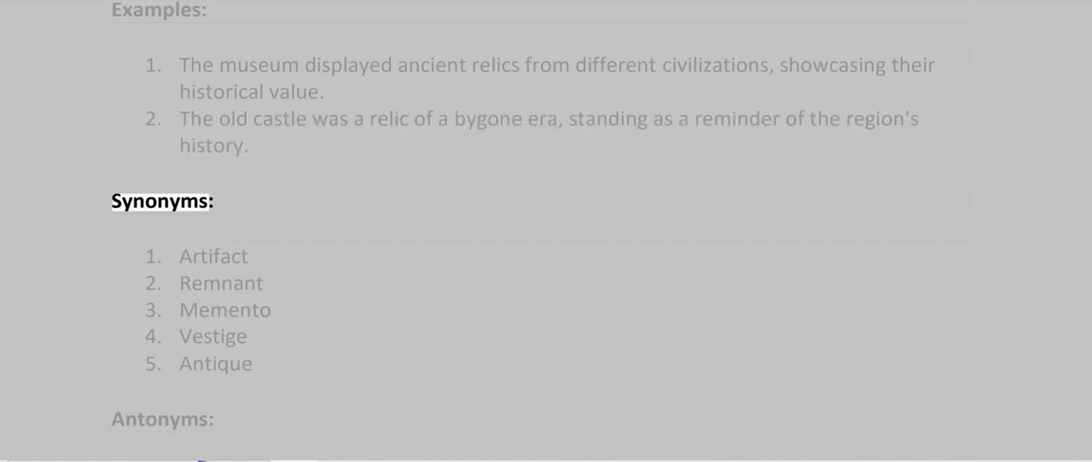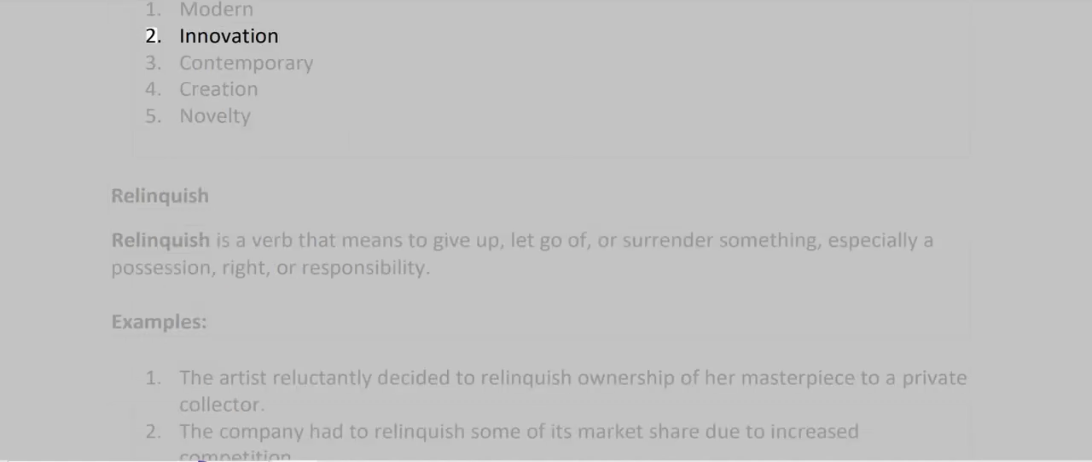Synonyms: 1. Artifact. 2. Remnant. 3. Memento. 4. Vestige. 5. Antique. Antonyms: 1. Modern. 2. Innovation. 3. Contemporary. 4. Creation. 5. Novelty.